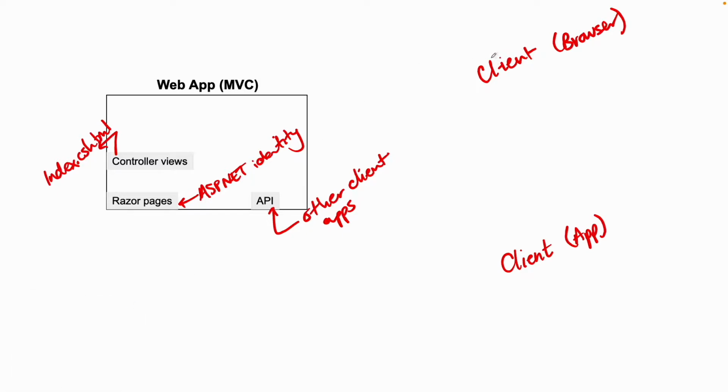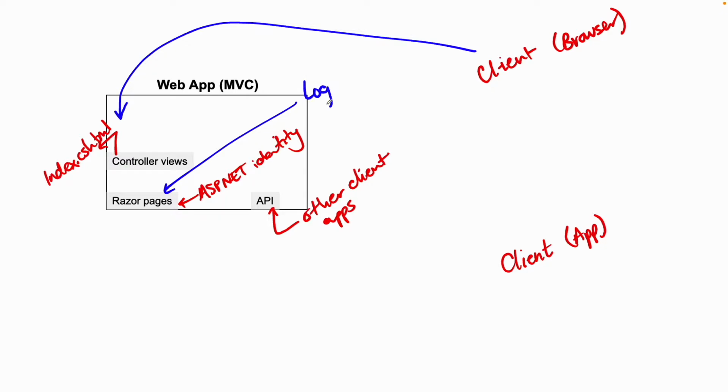If the browser wants to access index.cshtml, it can access it just straight away by requesting that from the server. If you want to access your Razor pages from ASP.NET Identity, for example, that is change your password, turn on two-factor authentication, manage your account, then you'll need to log in first through the browser, and then and only then you can access those resources.